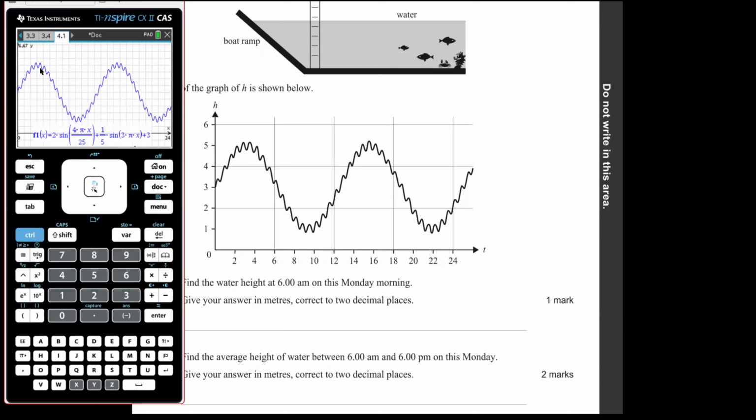Anyway, height at 6 a.m. So F1 of 6, control enter, 2 decimal places. And average height is like the average value. So it's not average rate of change.